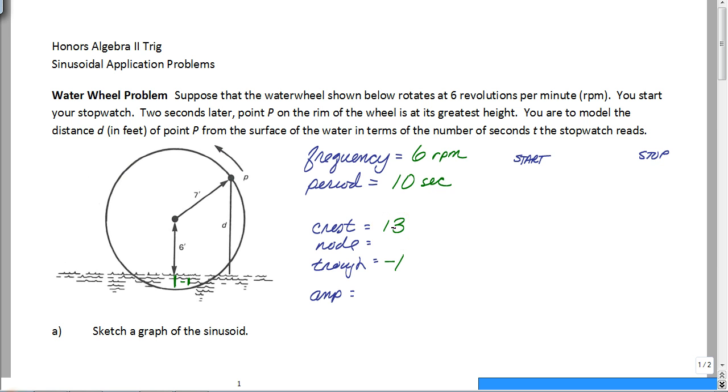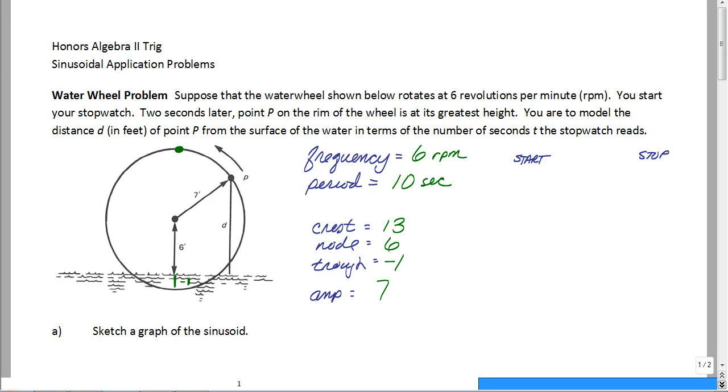So now to find the node, you could just average those two. 13 plus a -1 divided by 2 is 6. Or we could just remember that this is already 6 feet above the water. So our node is 6. So then you just need to say, what is your amplitude? That comes from your radius again. That'll bring you to the top of the wheel, which is 7 feet above 6, and 7 below, which brings you to your -1. So your amplitude is 7. So we have all the good stuff here for our heights and our frequency and period.